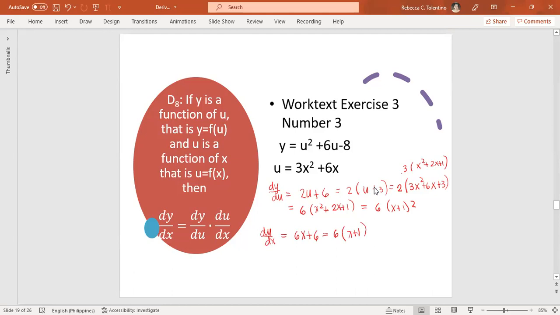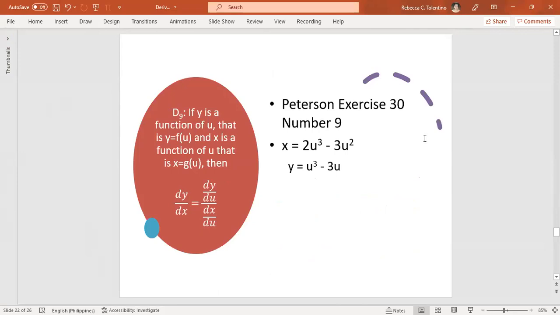Okay, so applying the formula, dy over dx, for our final step, is the product of dy over du, which is 6 multiplied by x plus 1 squared, then multiply that by du over dx, which is 6 multiplied by x plus 1. So our final answer is 36 multiplied by x plus 1 cubed. Okay, so that's D8. Next, we have D9.